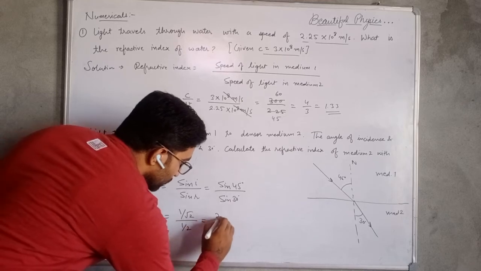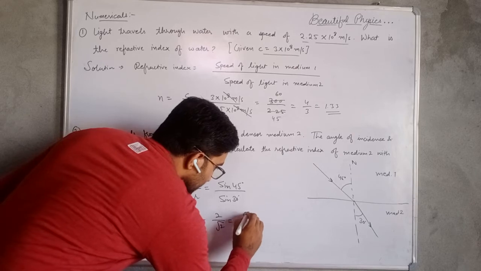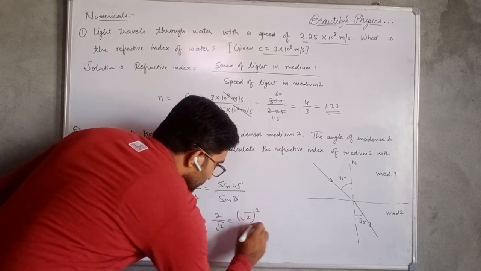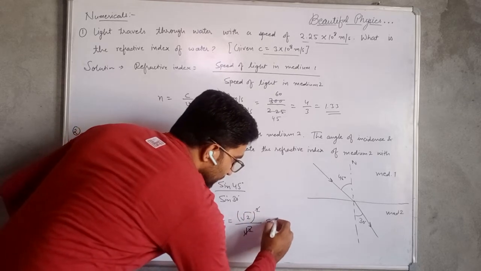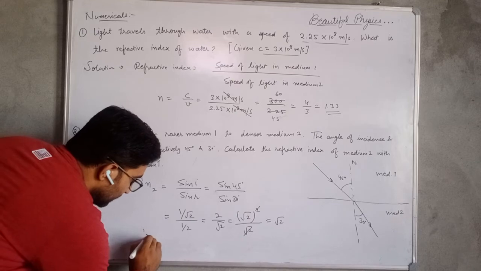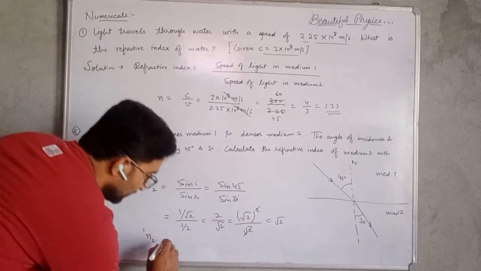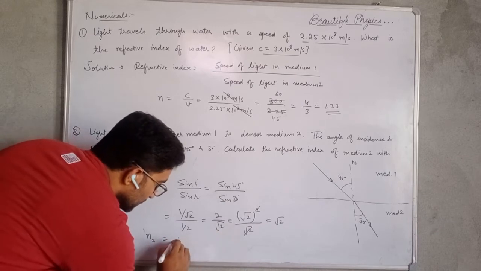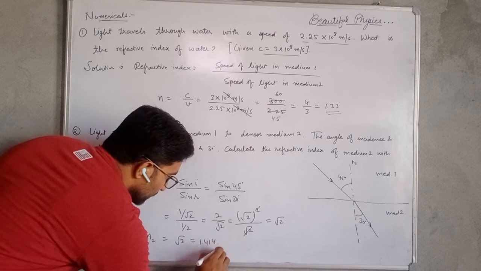If we solve, we have 2 by root 2, and 2 can be written as root 2 square upon root 2. One root 2 cancels and we have square root 2. So the relative refractive index, or the refractive index of medium 2 with respect to medium 1, will be equal to square root 2, and the value of square root 2 is 1.414.